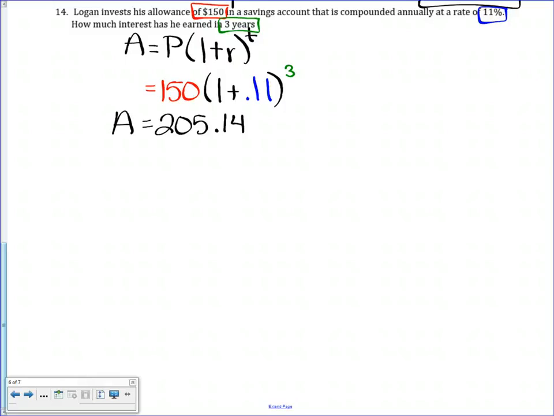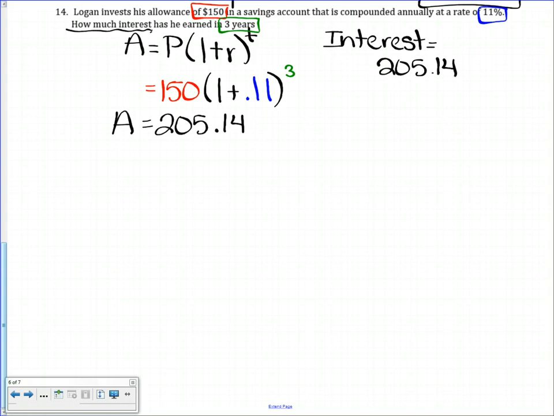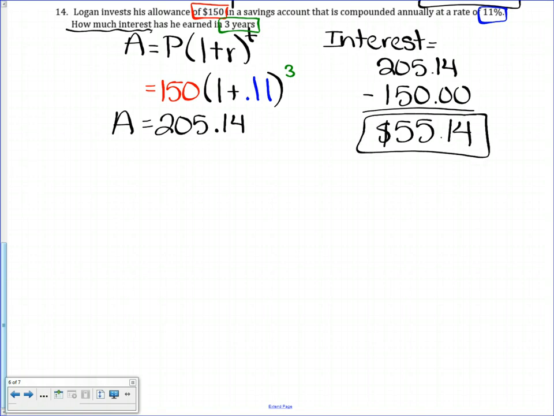The question says, how much interest has he earned? So to find the interest, we're going to take our total and subtract his investment, his principal. If you go ahead and subtract those, you're going to get $55.14, and that would be your final answer.